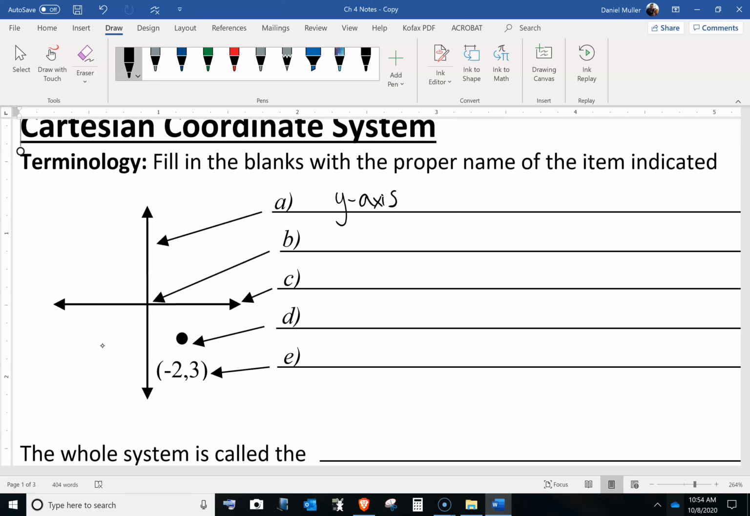So this top part is where the y's are positive, and this part below here is where the y's are negative. B here refers to this point right there, and that is the origin, O-R-I-G-I-N. So that is the center. Okay, C is this horizontal line, and we call that the x-axis.